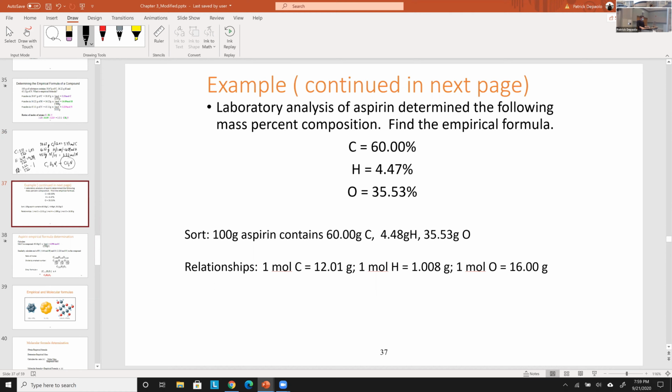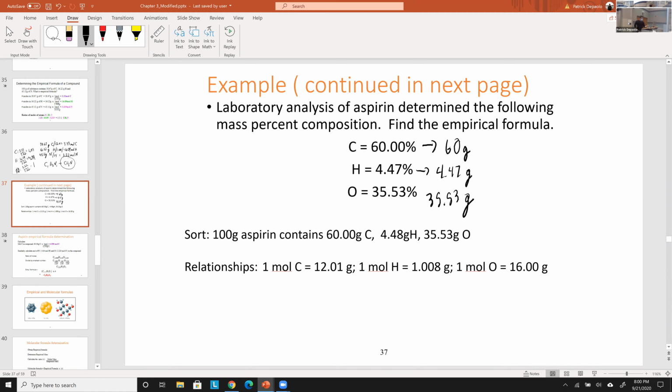So we have a laboratory analysis of aspirin. Determine the molecular formula by mass percent. So the mass percent of carbon is 60%. Let's convert that directly to 60 grams. Hydrogen, 4.47, so make it 4.47 grams. Oxygen, 35.53 grams. And the question is, find the empirical formula.